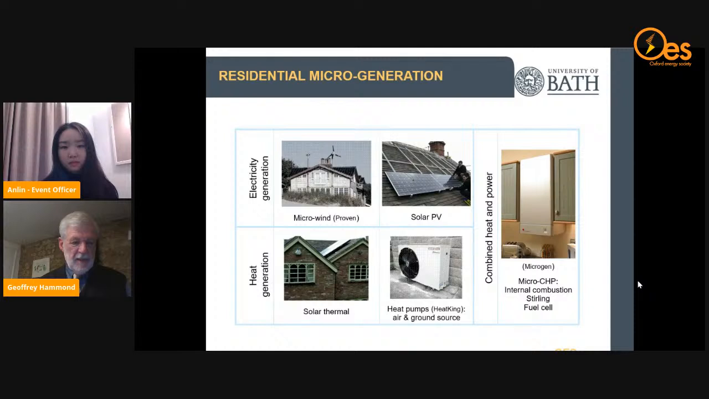Alternatively, if you're basically interested in heat, then you might go for solar thermal systems, or for heat pumps, either ground source or air source heat pumps. And if you wanted a device that gave you a combination of both, you might go for a micro combined heat and power plant, which is the one that's shown on the right-hand side. Next slide, please.